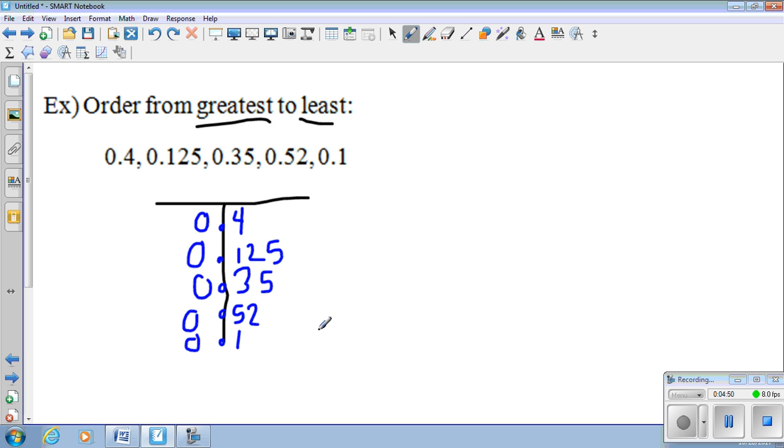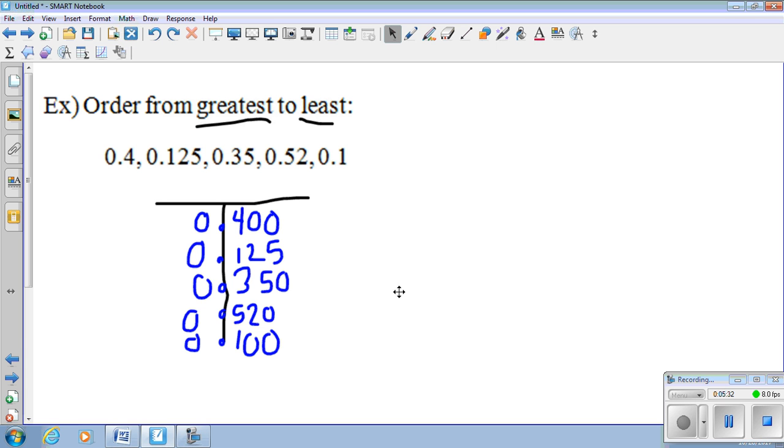So I need to go in and figure out which number has my greatest number of place values, and then make everything out to that place value. So my most amount of place values goes out to the thousandths place, because I have 125 thousandths here. So I need to bring everything out to the thousandths place. So I should have 400 thousandths, 250 thousandths, 520 thousandths, and 100 thousandths. And now it's very easy for me to put these numbers in order, because I can just look here: a 4, a 1, a 3, a 5, and a 2.